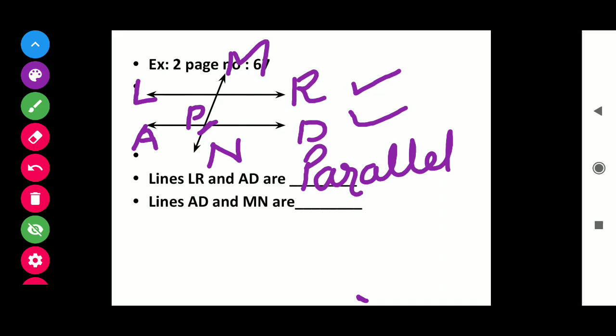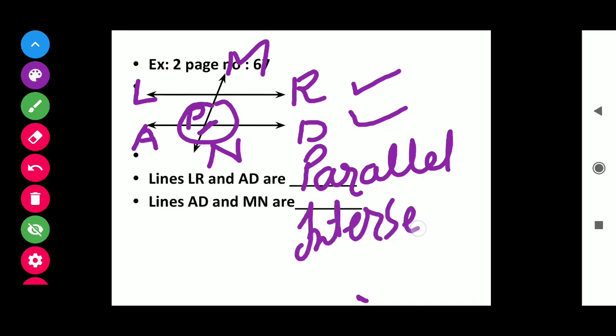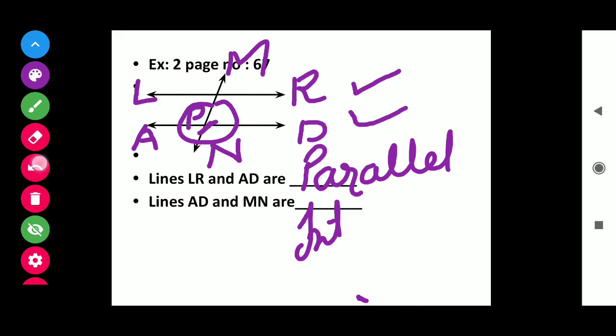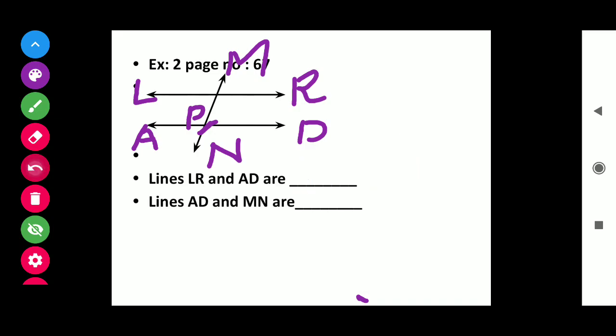Now what about AD and MN? AD and MN have one common point. And as we know the definition of intersecting lines, AD and MN both have one common point. So AD and MN both are intersecting lines. So like this, if a figure is given, you have to find out the relation between the given lines.